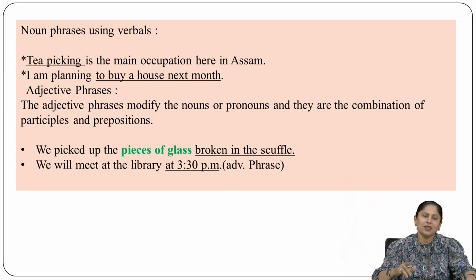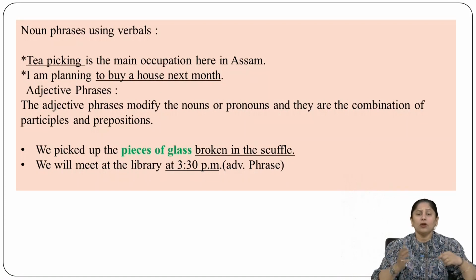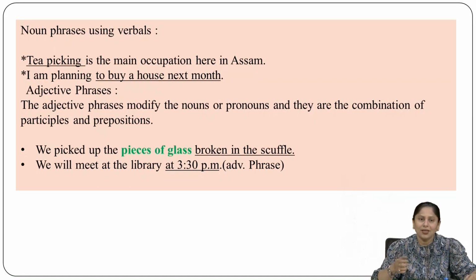Adjective phrases. The adjective phrases modify the nouns or pronouns, and they are a combination of participles and prepositions. You know that previously I told you about the red colored chocolate, the red colored tasty chocolate. So red colored and tasty both are taken as adjectives for the noun chocolate. So here again you are going to understand the adjectives and how they modify the noun or pronoun.